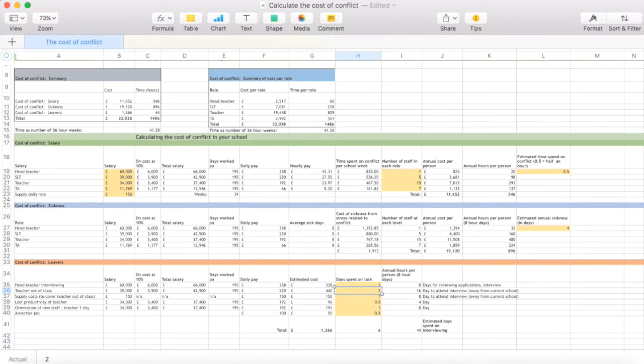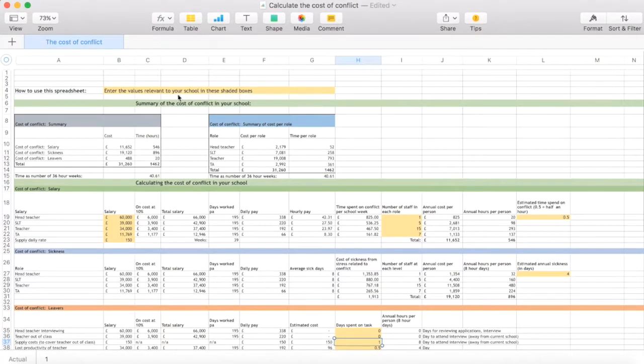You might need to have teachers out of class, either they're going to interviews or they're having other people in to teach their class. That might just be half a day. Whatever it is, enter the number of days in this column for each of these activities. If you don't want to include this in the calculation, you can just make it 0, and it won't affect any of the numbers above.